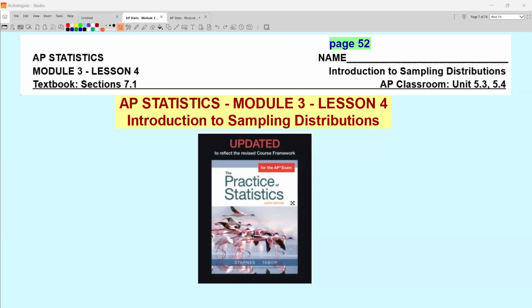So you'll find this in Module 3, Lesson 4 of our packet, page 52 on that packet, and in the textbook, sections 7.1, AP Classroom, Unit 5.3 and 5.4.